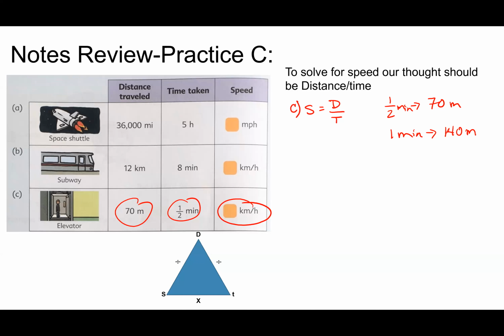So in 1 minute, the elevator is going to go 140 meters. How do I figure out how far it goes in an hour, you guys? What do I do? Multiply by 60. So in 60 minutes, it's going to go 140 times 60. What is that? You're not going to solve it by staring at the screen. What's 140 times 60? 8,400. Okay, are you sure? Yes. And Alicia, in 60 minutes, it goes 8,400 what?